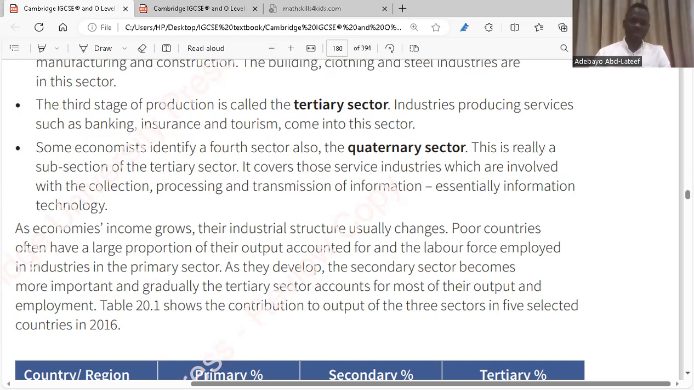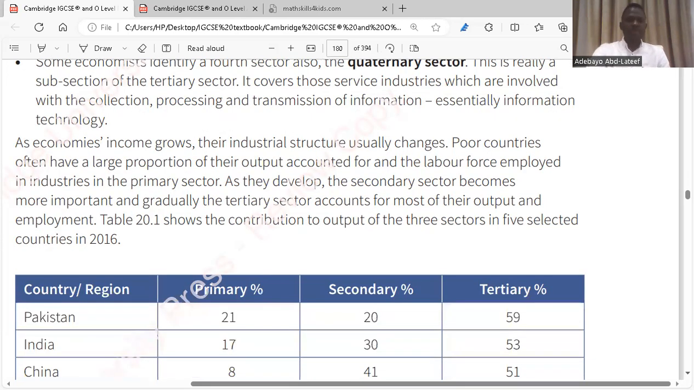But now the last one, they said some economists identify a fourth sector, also known as the quaternary sector. This is really a subsection of the tertiary sector. It covers those service industries which are involved with the collection, processing and transmission of information. So the quaternary is basically the information technology sector. They collect information. Do you understand? They process and transmit information. That's the sector. That's the fourth sector, which we are in right now because of advancements in technology. Is it clear? Yes.